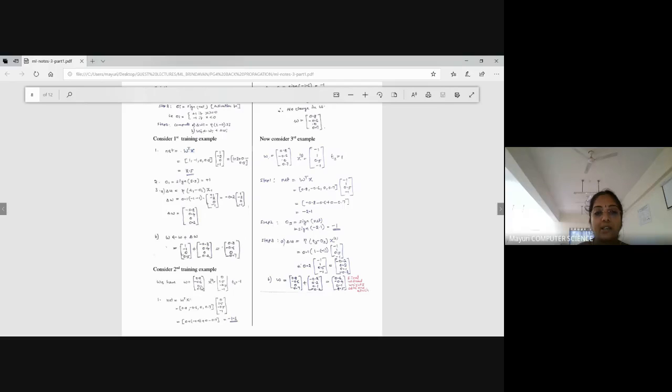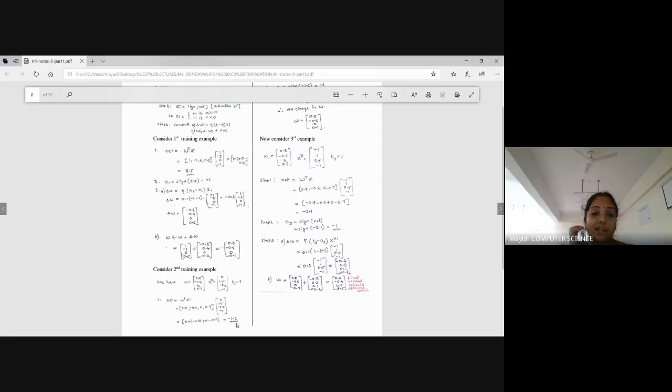Net output calculation is your input multiplied with the weight. I cannot multiply these two directly because for the weight vector, the first matrix's columns are not equal to the second matrix's rows. So what I have to do is transpose the weight vector, and then multiply that with X. The resultant of this multiplication of weight vector and input vector is minus 1.6.